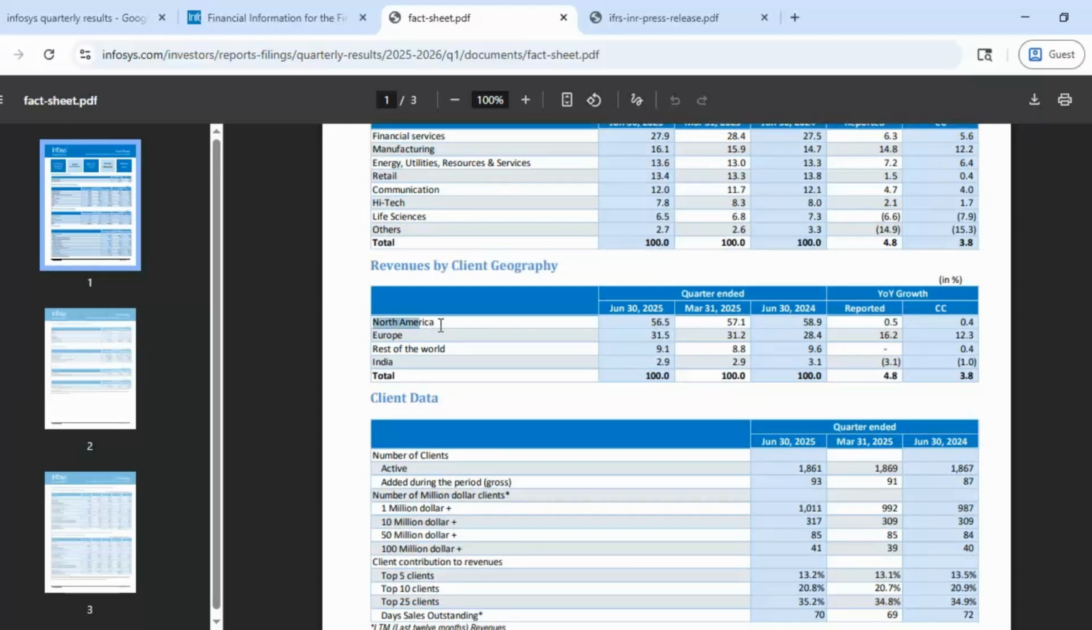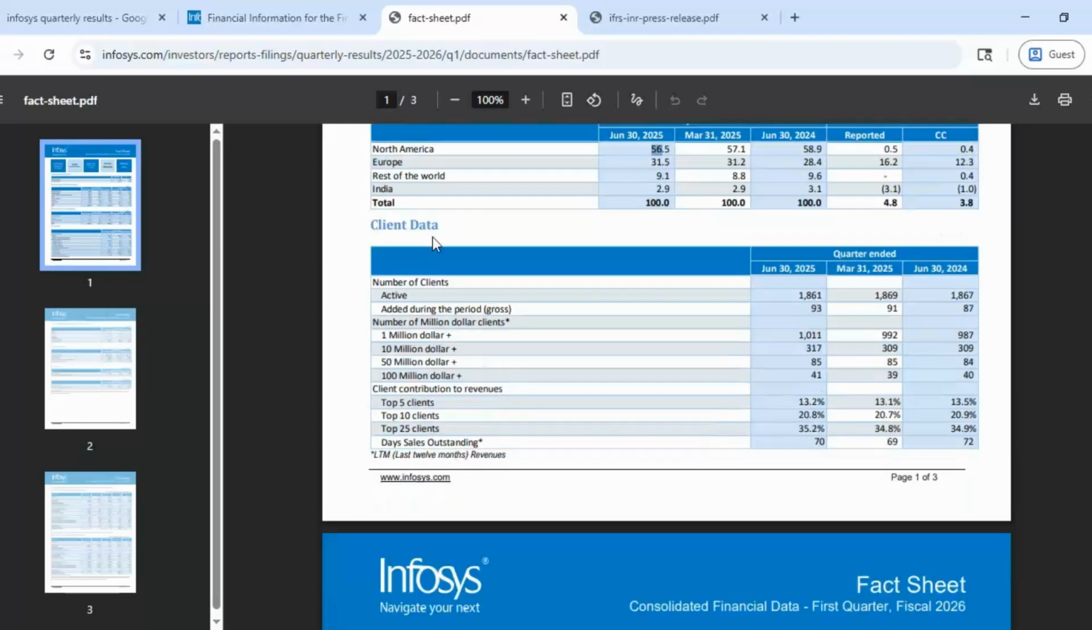See, North America, they are getting most of the revenue, 56.5% revenue from North America. And from Europe they are getting 31.5%. So that means they are highly dependent on the US. A US slowdown means there is an impact on the company. More than 50% of the Infosys business comes from North America, as you can see. So if the US slows down, it directly impacts the employees.